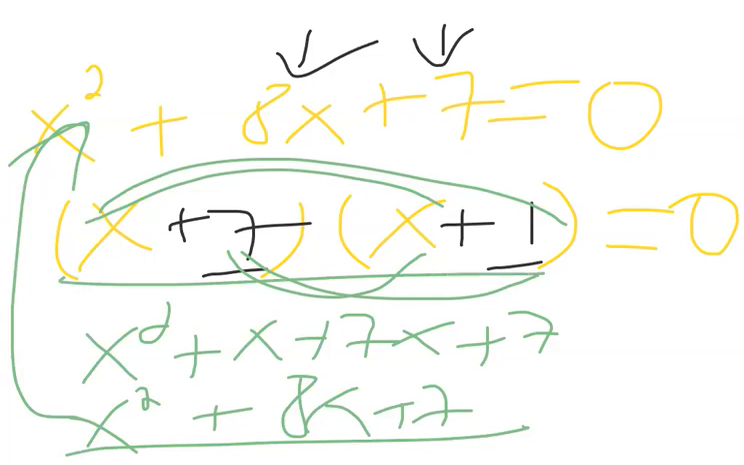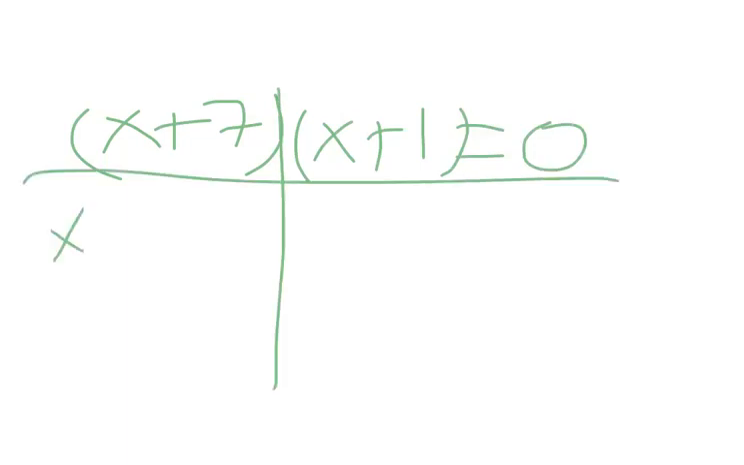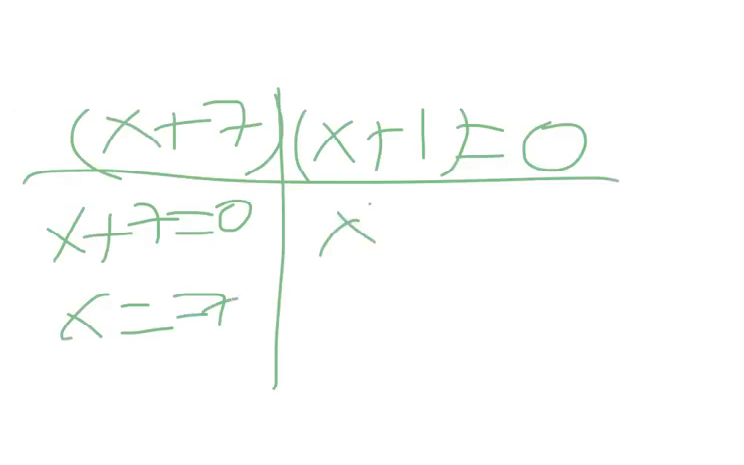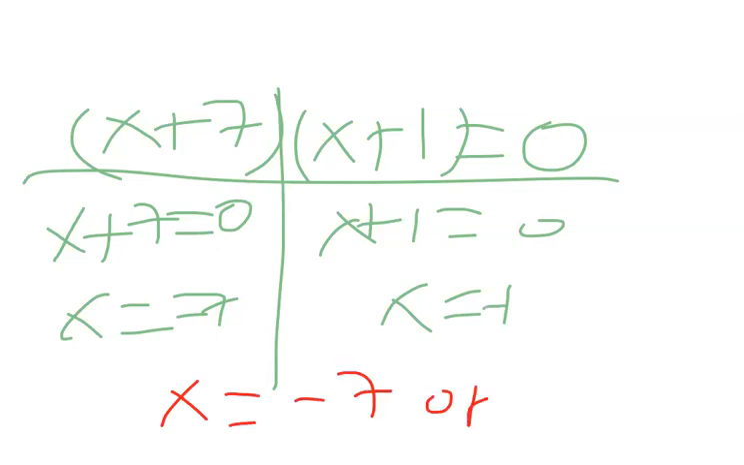So now that we have x plus 7 and x plus 1 is equal to 0, we can just use the 0 property and just set each one of them equal to 0, because that's when the entire thing will be equal to 0. So x could equal negative 7, or it could equal negative 1. So your answer is x is going to be negative 7 or negative 1. And that's it. And you move on.